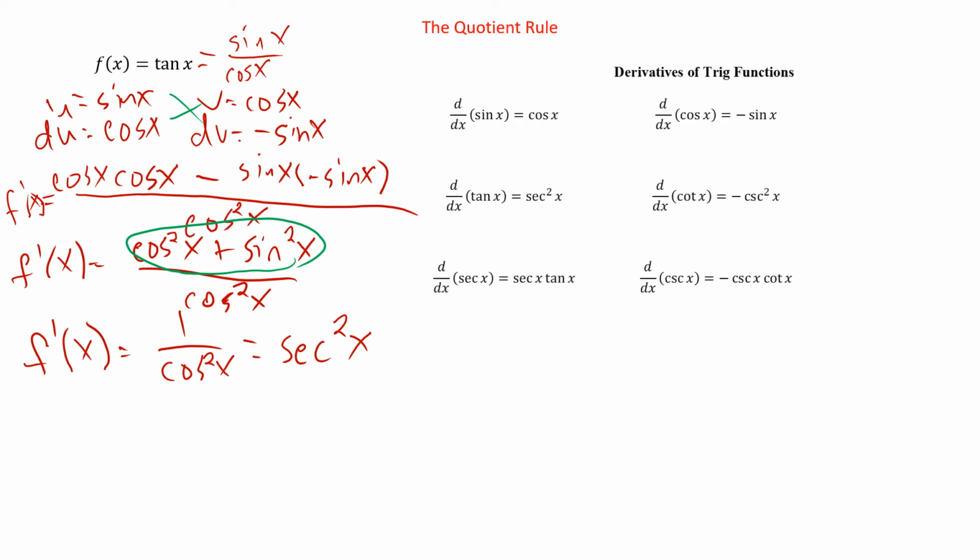But the derivatives of the trig functions are this. We already know that the derivative of sine is cosine, and the derivative of cosine is negative sine. Tangent equals secant squared, we just saw that. Cotangent will be negative cosecant squared. The cosecant should kind of make sense there. Secant ends up being secant tangent, and cosecant ends up being negative cosecant cotangent.